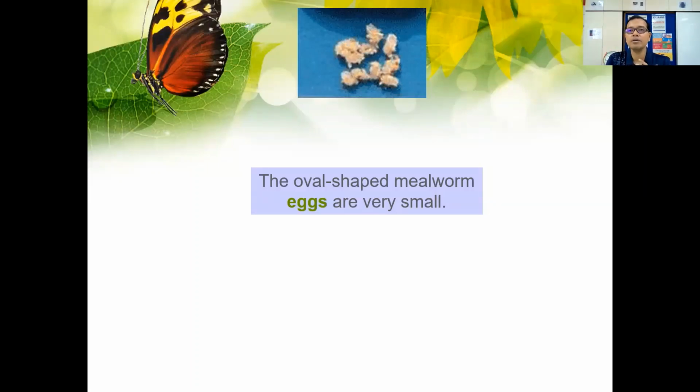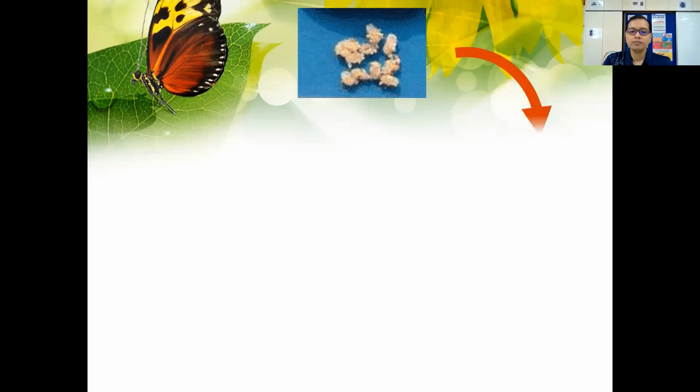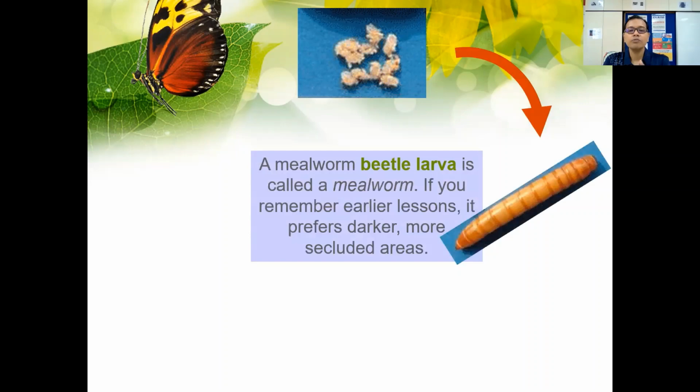It may be a bit more yellowish. This one is white. Okay. Now, a mealworm beetle larva is called a mealworm. Okay. And if you remember your previous lesson, remember that particular experiment where you have the tray, the container, and then split into two sides. One is a brighter side and one is a darker side.